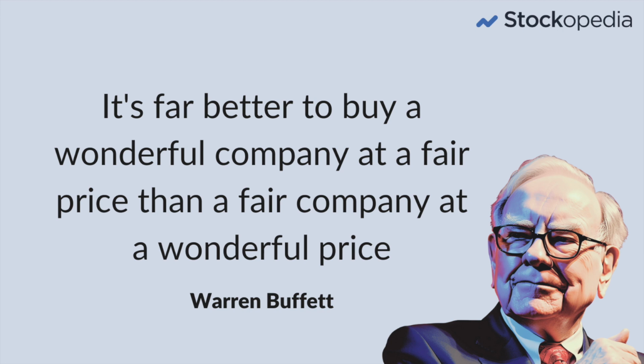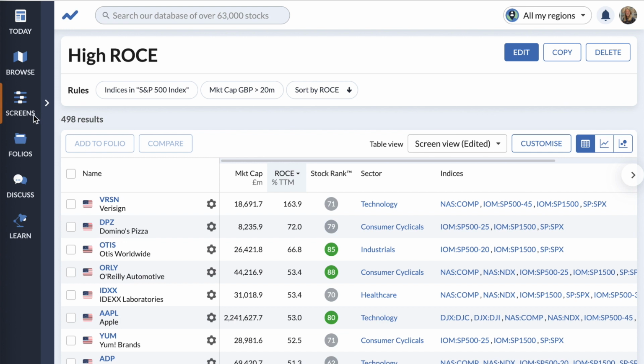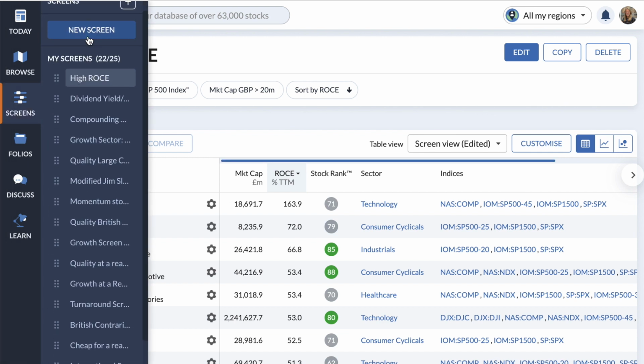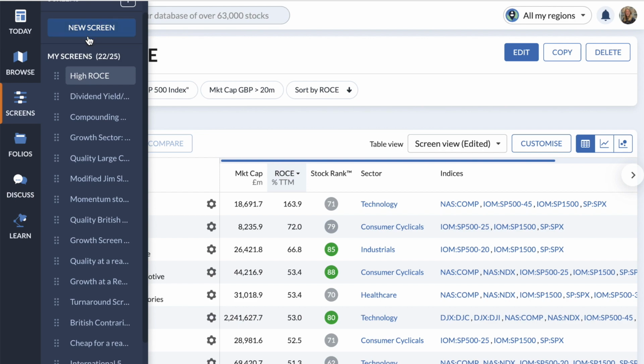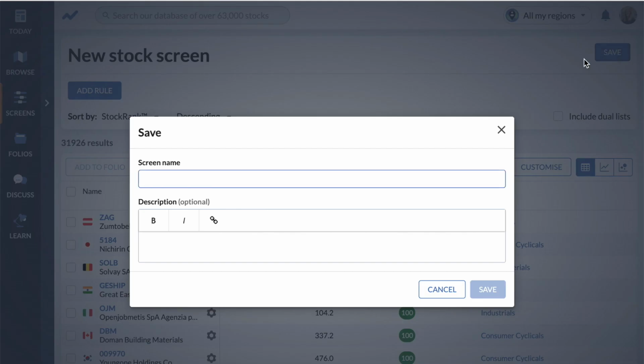In this video, we'll show you how to use Stockopedia's tools to build a screen to help you identify Buffett stocks. First up, head to the sidebar and click New Screen. You can choose to give your screen a name now, or leave it until later if you'd rather. I'm going to name it now so it doesn't get lost. Warren Buffett screen.